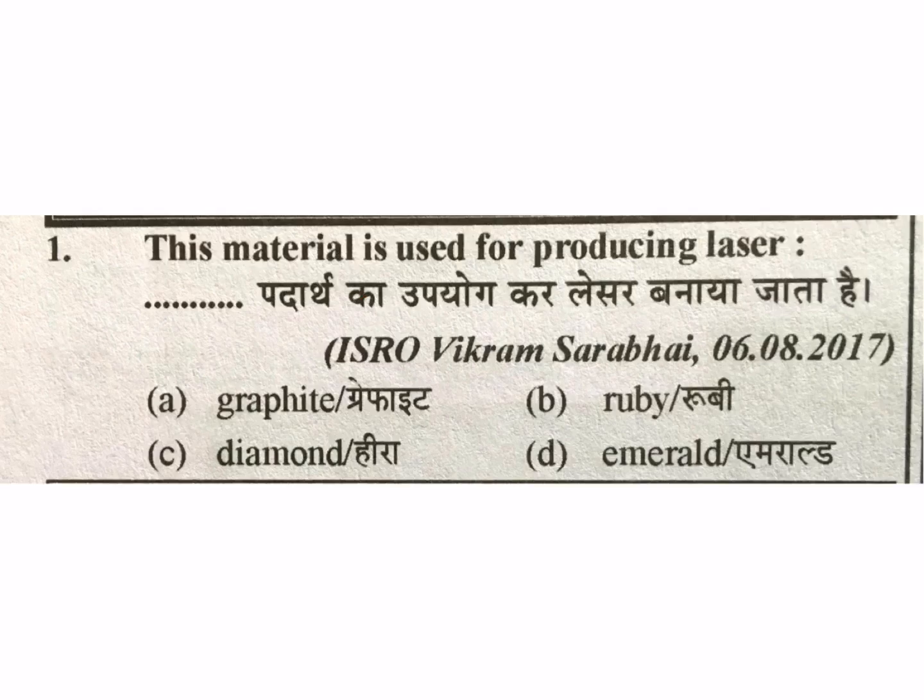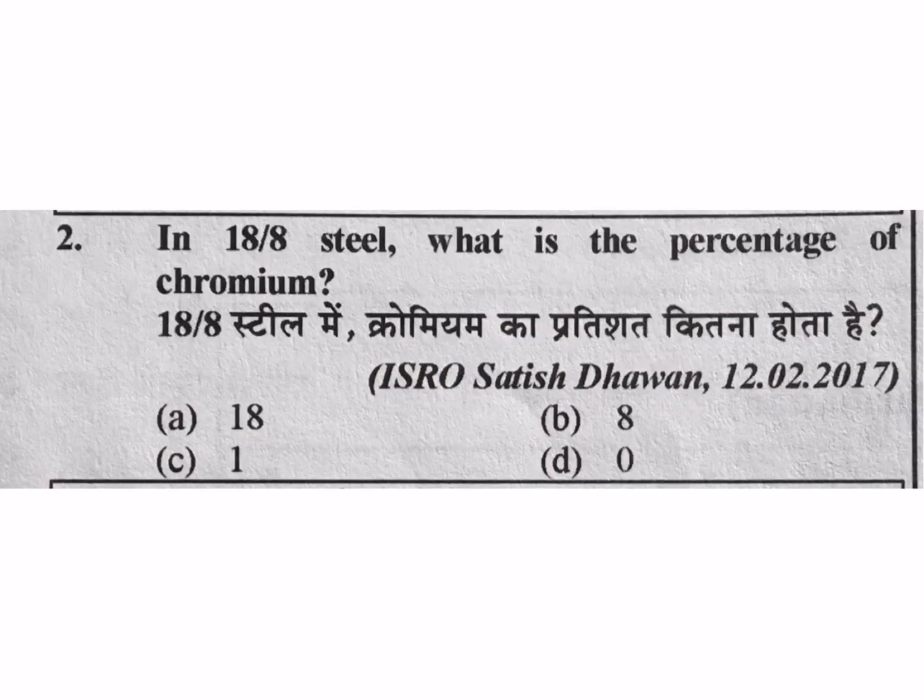Material science question, ISRO technical assistant. This material is used for producing laser, from the options, Ruby. B is your correct answer. In 18 by 8 steel, what is the percentage of chromium? It's alloy steel. This one is the chromium percentage, this one is the nickel percentage.